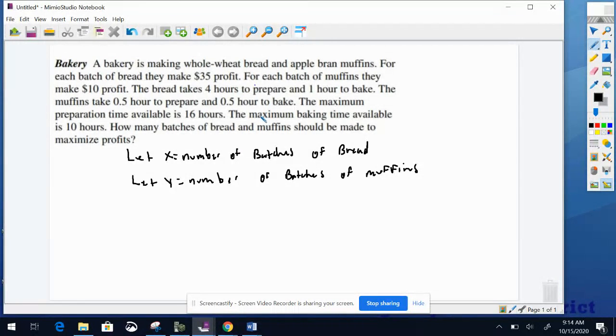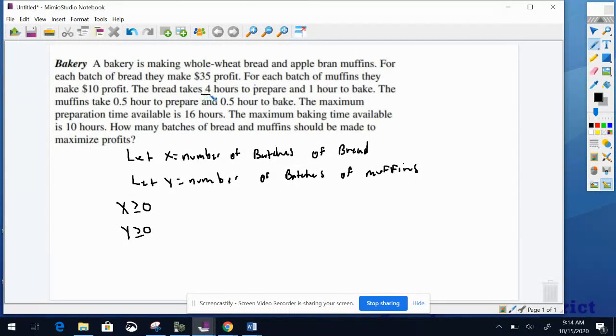So when I'm writing constraints, I am looking for what am I constrained with? And most of the time it's constrained with time, space, things like that. So in this problem, first of all, I can't make a negative batch of bread. So one of my constraints is simply x is greater than or equal to 0 and y is greater than or equal to 0. And a lot of times these are two of my constraints right off the bat. So if you read through this problem, what else are we constrained with?